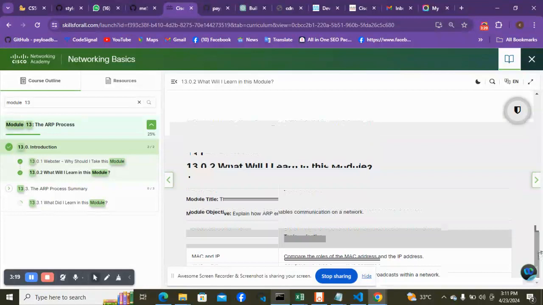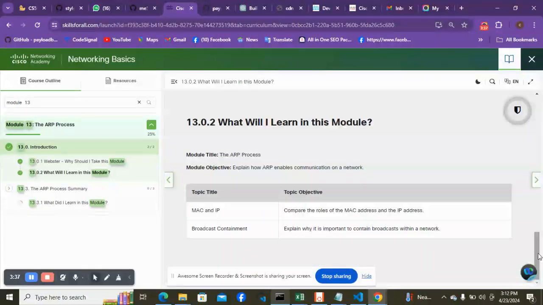Moving forward, it says, what will I learn in this module? ARP process: explain how ARP enables communication on a network. Topic title, MAC and IP. The topic objective: compare the role of MAC address and IP address. Broadcast containment: explain why it is important to contain broadcast within a network. So, moving speedily.